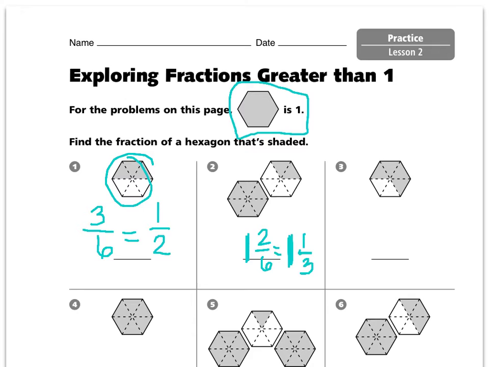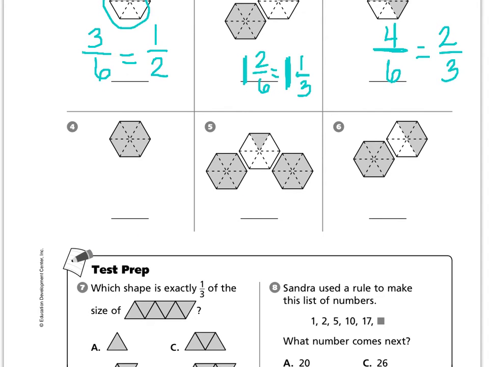Let's look at number 3. My denominator is going to be how many pieces there are all together, which is 6, and my numerator is how many are shaded, which is 4. I know that can be reduced because 2 goes into 4 2 times, and 2 goes into 6 3 times. Number 4, I can tell that the whole thing is shaded, and it's 1 full 1.